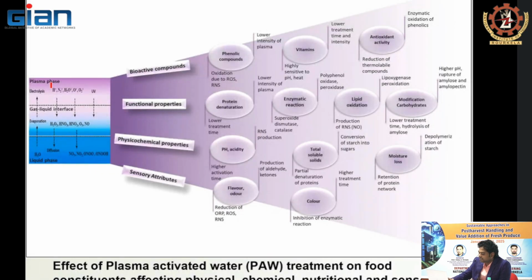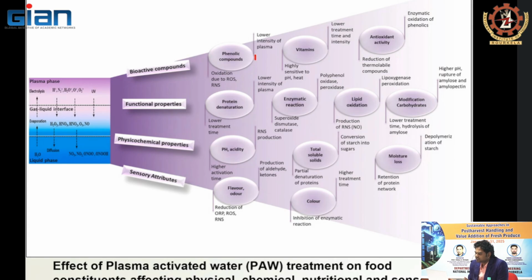And if you see plasma activated water, to make plasma activated water, we need to expose this plasma to water, and the water will absorb or dissolve the reactive species which are produced from the gaseous molecules. So the reactive species produced from plasma get dissolved in water. These reactive species can again react with other molecules when the plasma activated water is used. So it can be used for bioactive components, functional properties, physicochemical properties, and sensory attributes. So there are different applications, as I said.